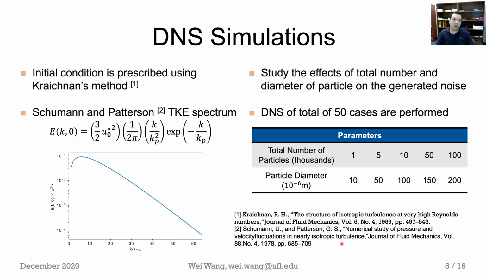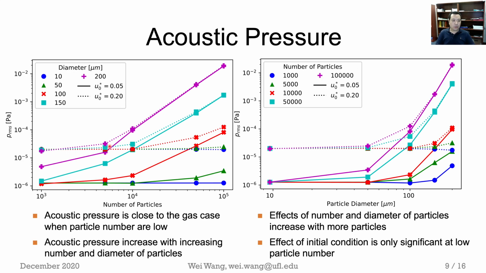And for the initial conditions, we prescribe them using Kraichnan's method. Through this method, the initial velocity field is divergence-free and isotropic. And for the turbulent kinetic energy spectrum of the initial condition, we use Schumann and Patterson's. And here U0 star is the initial velocity scale, and we use two different initial velocity scales for the simulations.